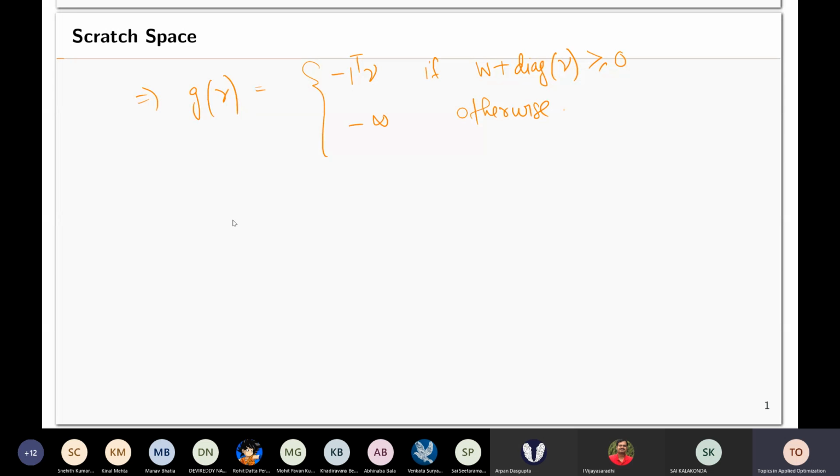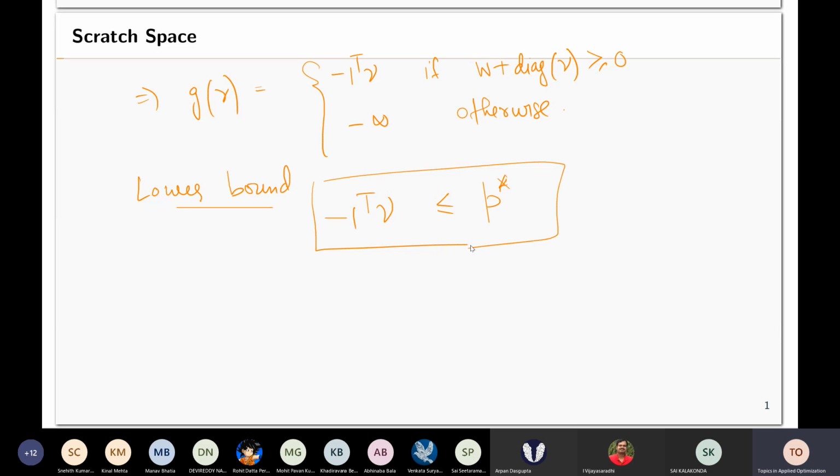And the lower bound, the usual lower bound for the primal will be given by this. So minus 1 transpose nu is less than or equal to p star. Okay, so in this two-way partitioning problem, this is the lower bound on the minimum value that we get. Okay, so I think we can stop here, and we can continue this in the next class.